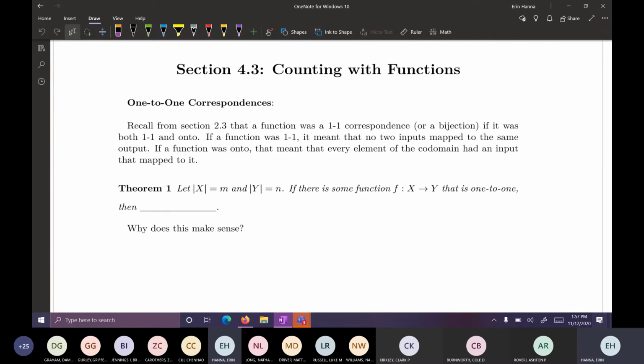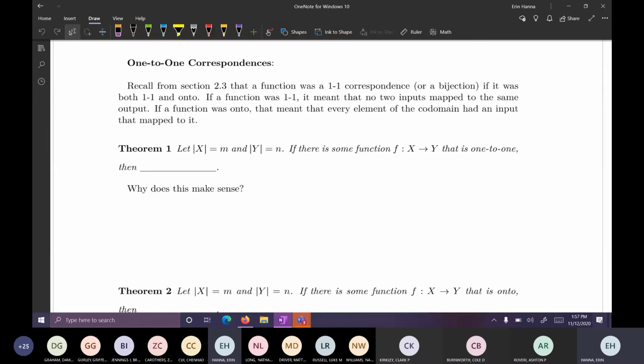So we have a couple of theorems that we have to talk about first. Let the cardinality of X, so remember that just means the amount of elements in that set, be M, and the amount of elements in Y be N, and let there be some function from X to Y that is one-to-one. Then we're going to have that M is less than or equal to N. Why does that make sense?